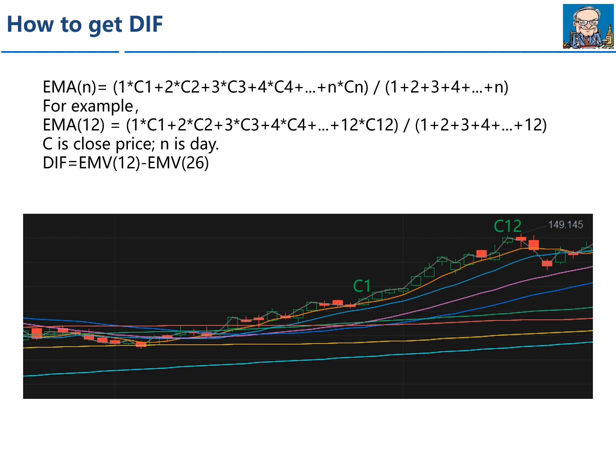The distance is calculated by subtracting EMA 26 from EMA 12. Connect the distance into a line and draw the orange line DIF. DIF is the distance between short period EMA and long period EMA. EMA is the exponential moving average. The shorter the period of EMA, the more sensitive it is to the change of stock price. EMA 12 responds faster to prices than EMA 26.